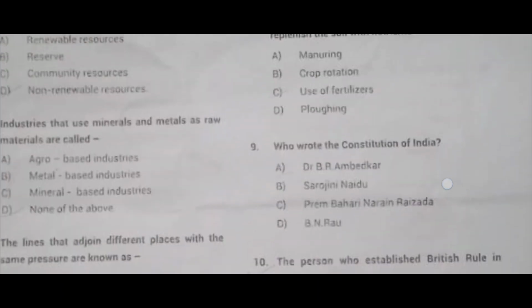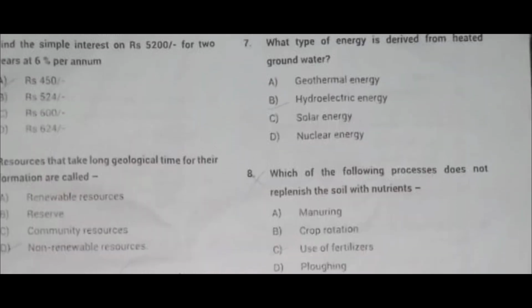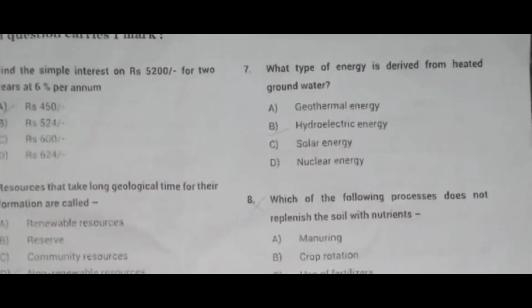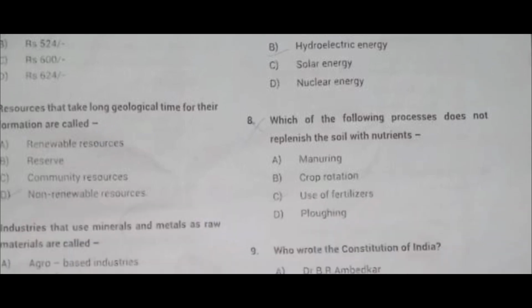Next question is question number 7. What type of energy is derived from heated groundwater? Geothermal energy, hydroelectric energy, solar energy, nuclear energy. The correct option here is geothermal energy. Next question. Which of the following processes does not replenish the soil with nutrients? Manuring, crop rotation, use of fertilizers, plowing. So here the best option is option C, that is use of fertilizers.